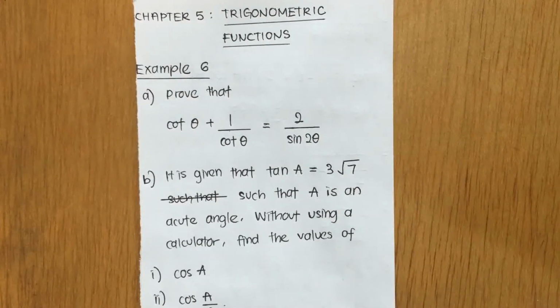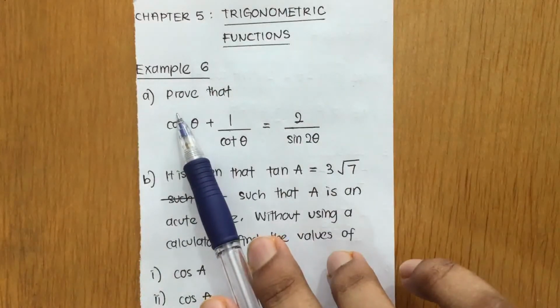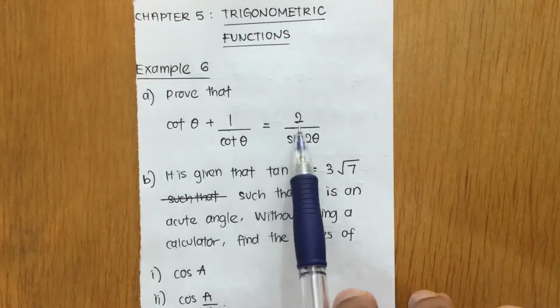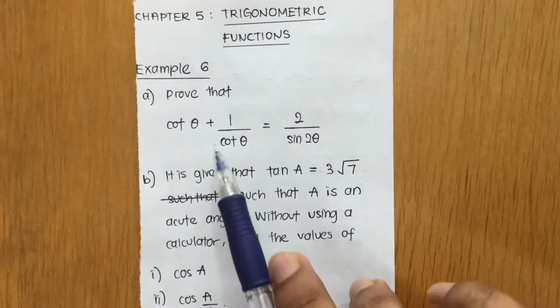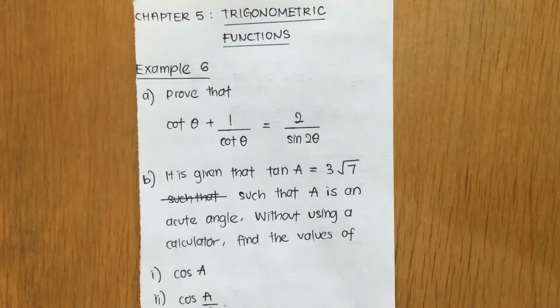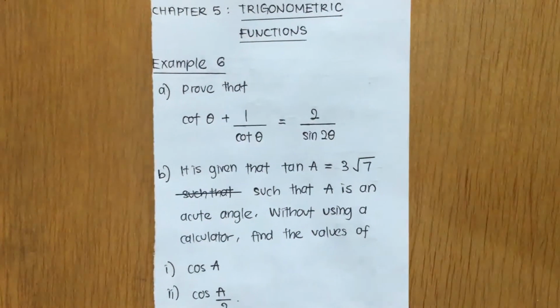Alright, let us begin our discussion for question part A. For question part A, they ask us to prove that cot theta plus 1 over cot theta is equal to 2 over sine 2 theta, where you need to prove that the left hand side is equal to the right hand side. Let me show you the full working now.